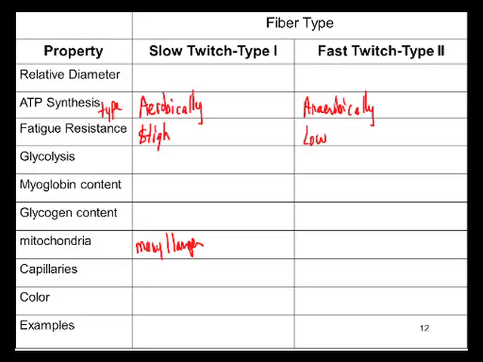What about fast twitch fibers? Smaller and fewer, because they rely primarily on anaerobic respiration. These fast twitch fibers are more for power. Slow twitch, endurance.